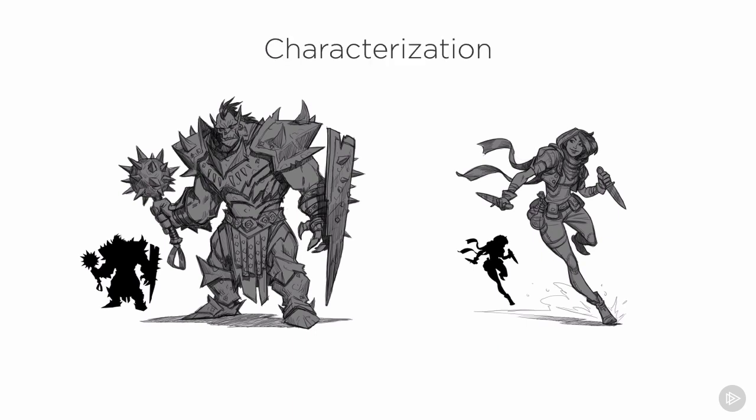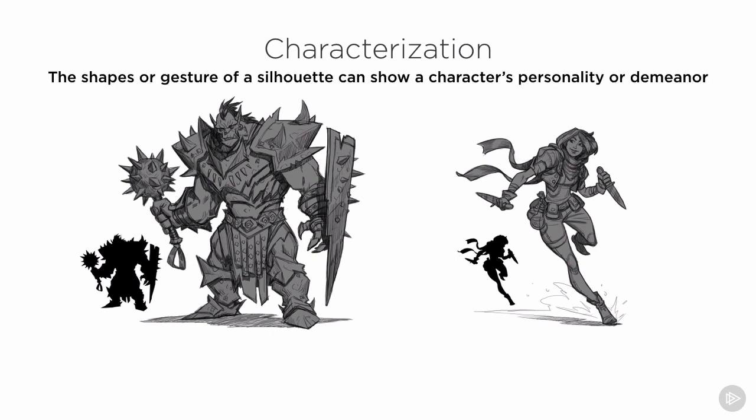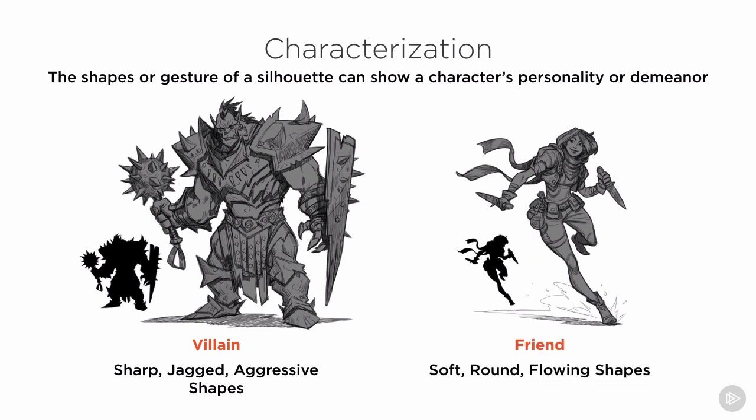Finally, the silhouette plays a key role in showing characterization, the character's personality or relationship to the player. The warrior's silhouette is hunched and crooked, with sharp and jagged shapes. This communicates that the character may be dangerous, aggressive, or hostile towards the player. This kind of shape language is generally used for villains and monsters. While on the right, the silhouette of the rogue is more round, curving, and flowing. This helps the player know that this character is kind and friendly. She's the player's friend and ally, and she is safe for the player to be around.